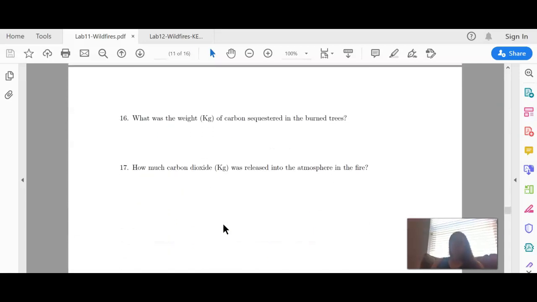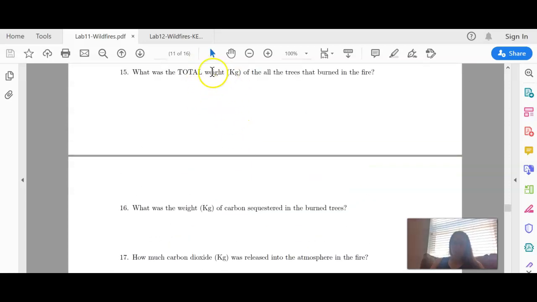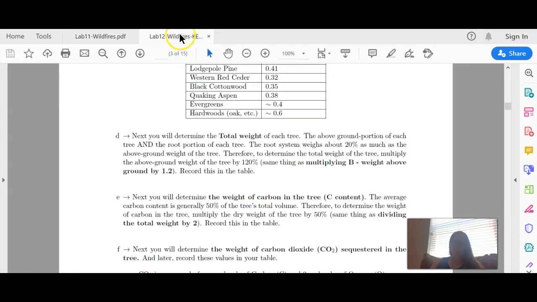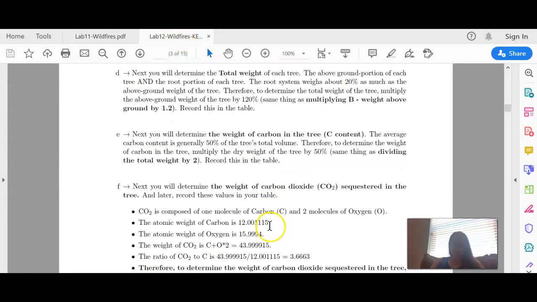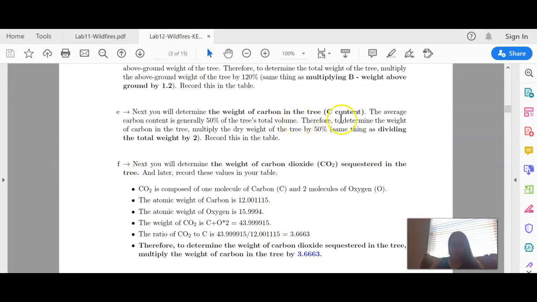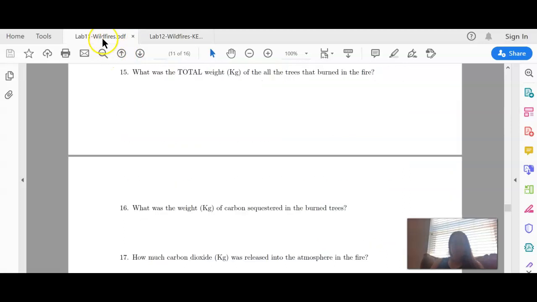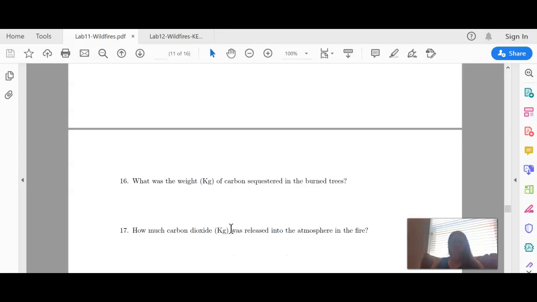What was the weight in kilograms of carbon sequestered in the burned trees? Okay. So here it is no longer the total weight of the tree, but only the weight of the carbon. So also from the earlier part, we know that carbon weight is simply half of the total weight of the tree. So what you would do is take question 15 and divide it by 2 to get question 16 basically.